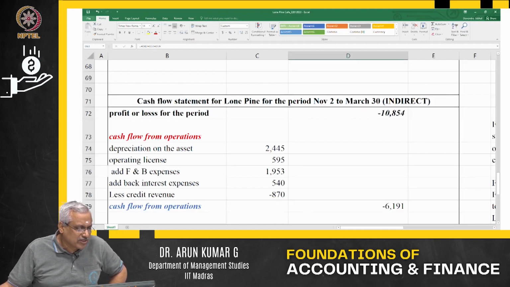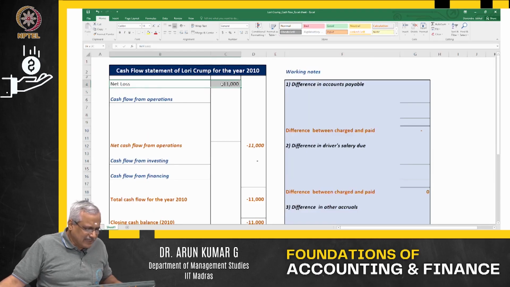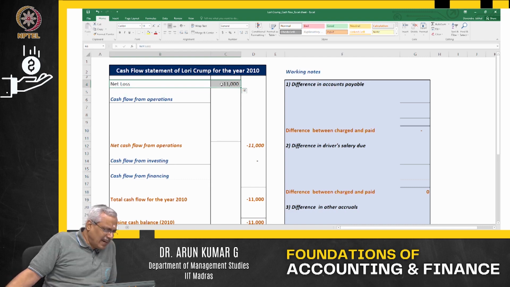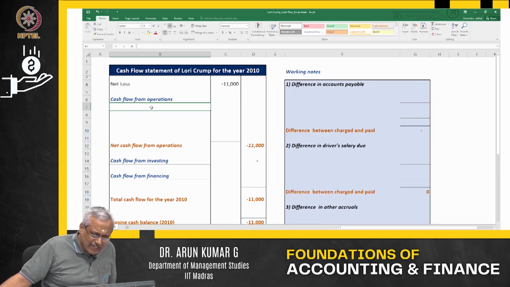Before that, let me close this Lone Pine Cafe, which we worked on. Now I have this cash flow statement for Lorry Crump for the year 2010. We say net loss 11,000. The net loss is 11,000 for the year 2010, and I have clearly taken that net loss out there. Now let us go to the cash flow from operations.